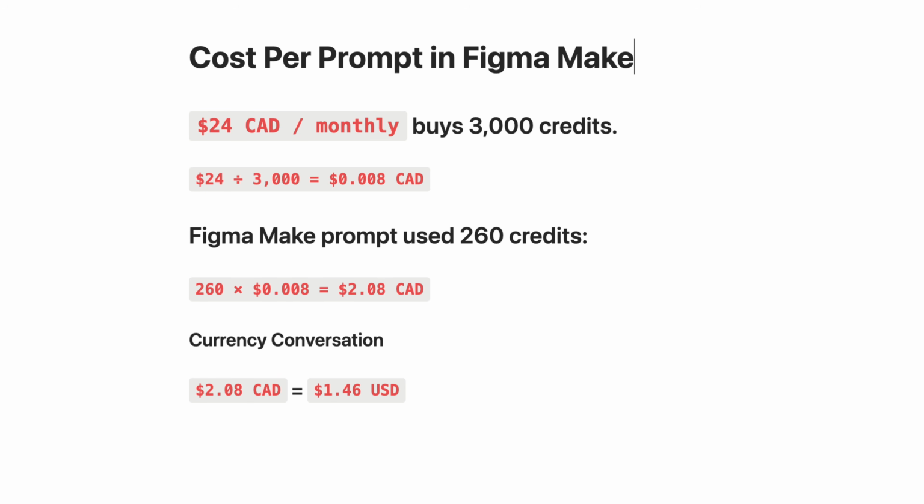Now, if you want to turn this into a dollar amount, we have to calculate the cost per prompt in Figma Make. So I live in Canada and I pay 24 Canadian dollars per month, and that gets me 3,000 credits to use in a month. But at 260 credits consumed in Figma Make, it cost me $2 in Canadian currency. That means 1.4 American dollars if you want to do currency conversion.